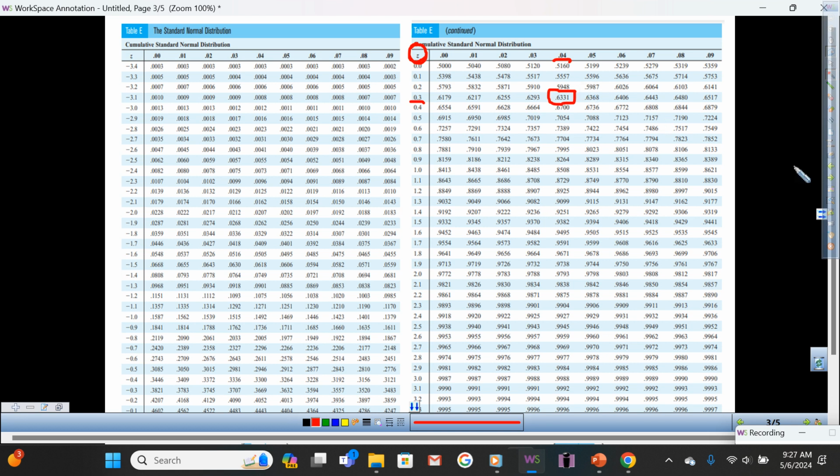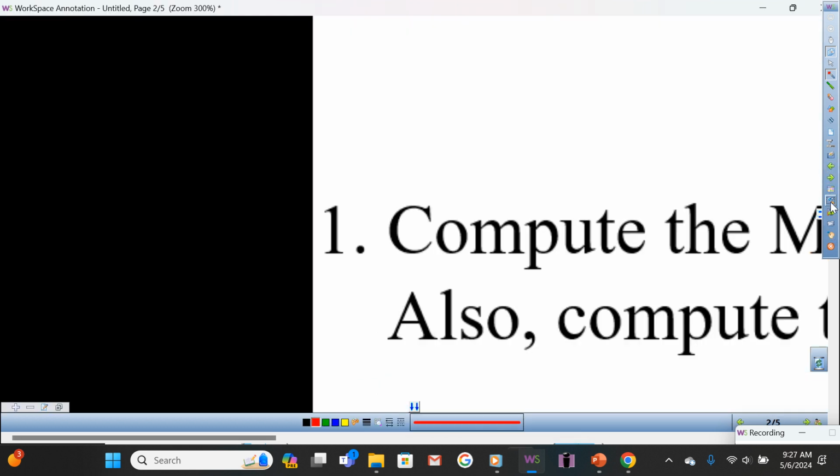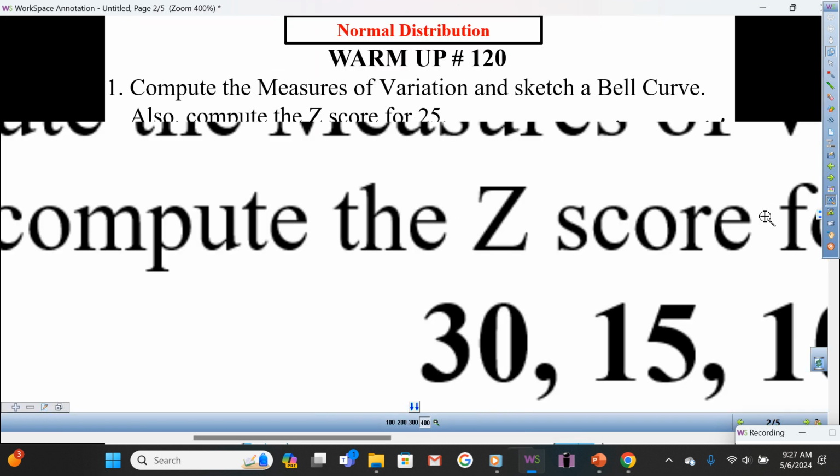What is that number, everyone? Let me zoom in. That number is 0.6331. This is a percent. So tell your neighbor what this percent converts to. This becomes what? Yeah, 63.31%. So what does that mean, Mr. Q? Well, let me zoom out. Look up.